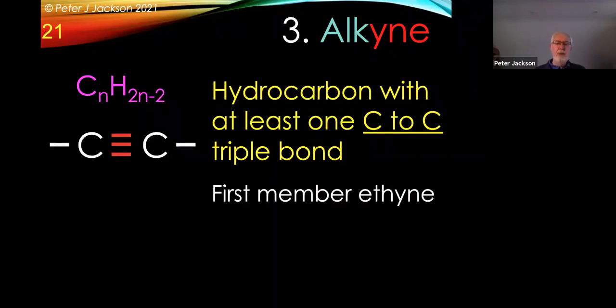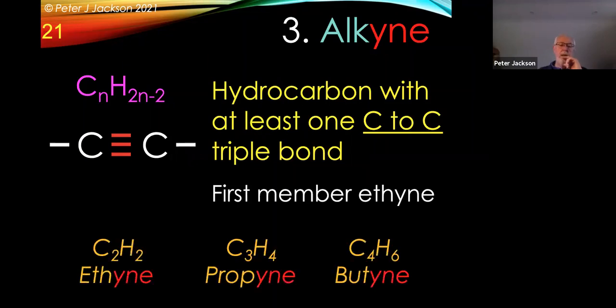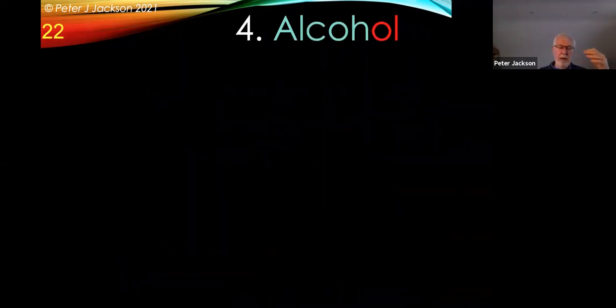Right? So the first member of the alkynes is ethine. So we have ethine, propyne, butyne. Again, the ine tells us it's a hydrocarbon with twice as many hydrogens, minus 2, as there are carbons. And the eth tells us there are 2 carbons, the prop tells us 3 carbons, the but tells us 4 carbons. These are all very basic things, but you have to learn them.